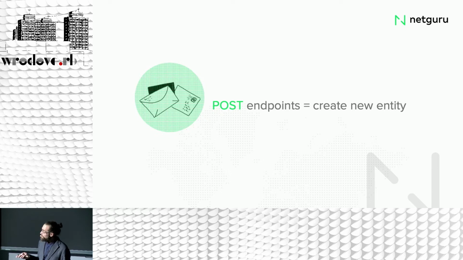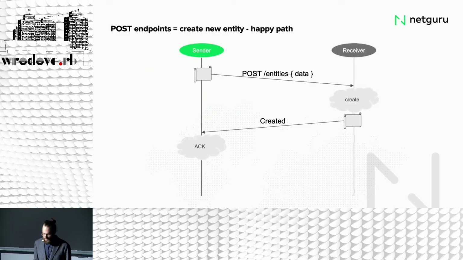And post usually means create me an entity. I don't know the ID, just give me a new ID, and I want to just create these things with this data. So the receiver creates the data in the happy case and answers to the sender and gives a new ID. And as you can see, the happy case is again very simple.